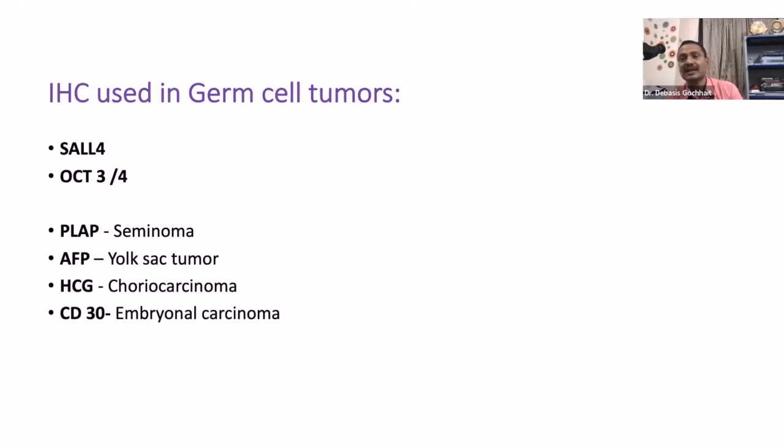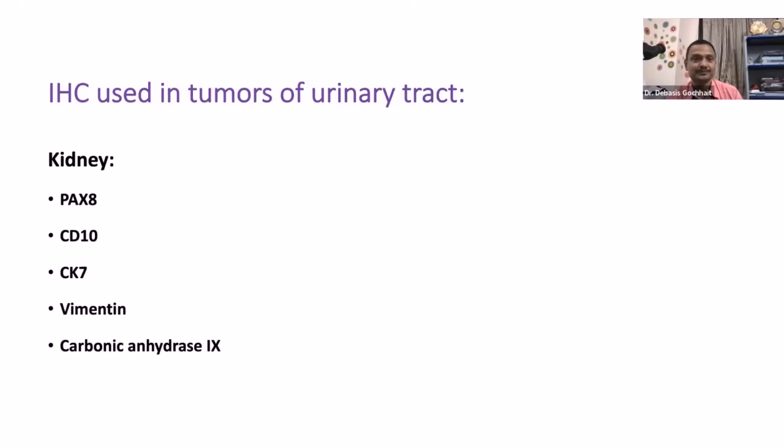This germ cell category is a little important for you because you frequently get MCQs relating to germ cell tumors, and as NEET preparation, you should be able to answer that SALL4 and OCT3/4 are general, whereas the others are specific, like AFP and HCG, which are specific for yolk sac tumor or choriocarcinoma.